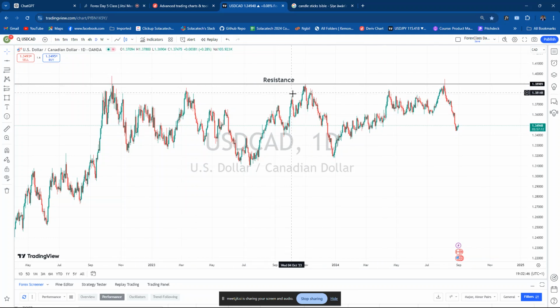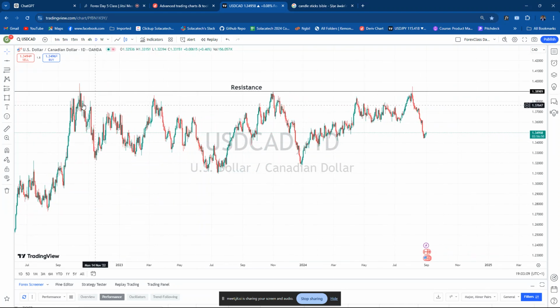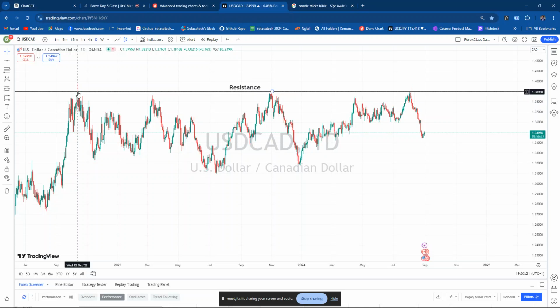Here, the external forces are the news, the fundamentals that can come in and stop this from happening. But you can see that since they gave birth to the Canadian dollar, it has not traded past this point. Each time it tries to break free, something pulls it down and it goes back inside. So you can see the Canadian dollar has been very poor. The last time it even reached this point was October 2022, two years ago.